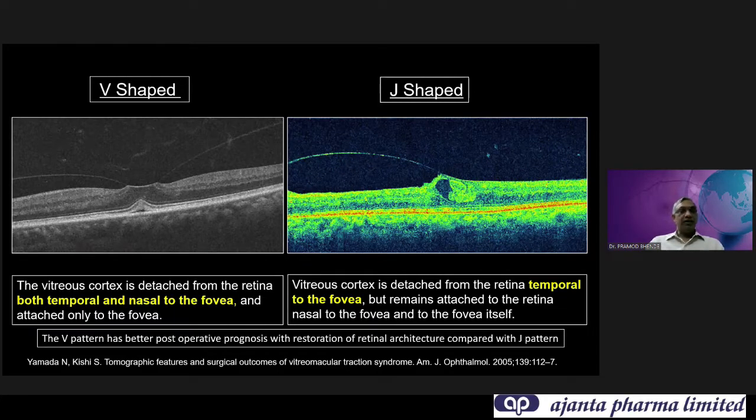We call it a V shape when the posterior hyaloid is separated on all sides except at the macular area, and a J shape when the temporal part is separated but the nasal part of the posterior hyaloid is still adherent. The importance of it is that the V pattern has a relatively better prognosis than the J pattern.